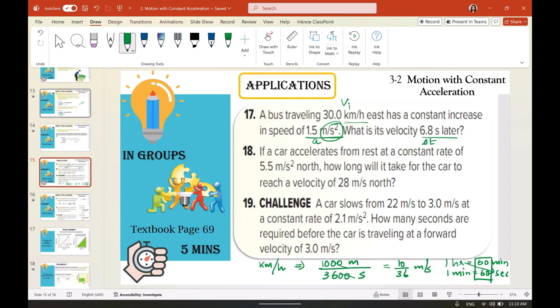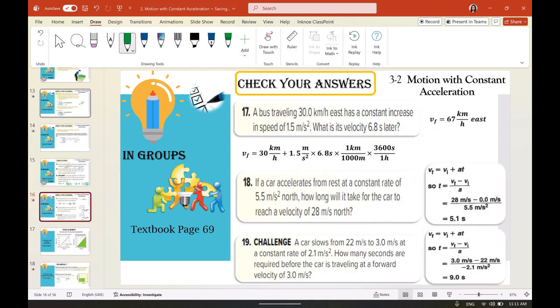Now, what we have to do? Velocity final is what they are asking for. So, how will you do it? Look at that. First of all, you have to convert it into meter per second. Okay, do that part. And after that, solving, which equation do I have to use? Again, Vf is equal to Vi plus A delta T.